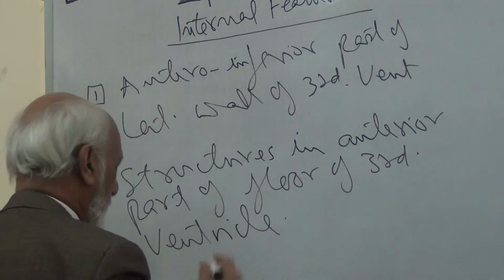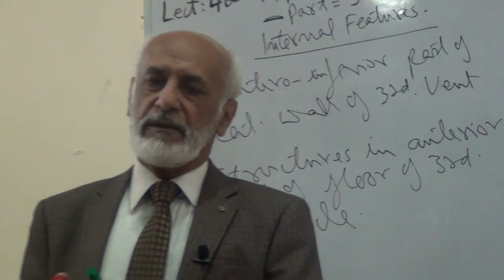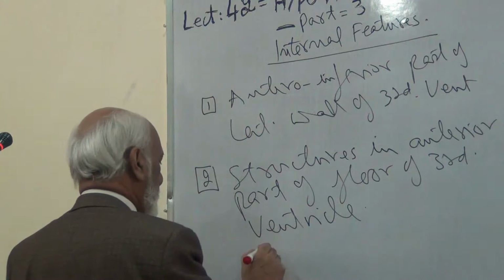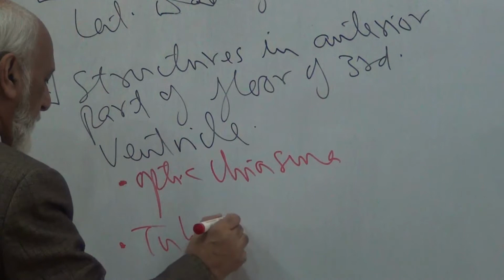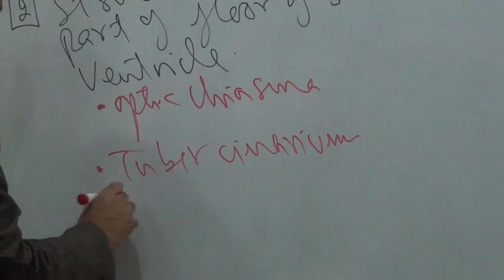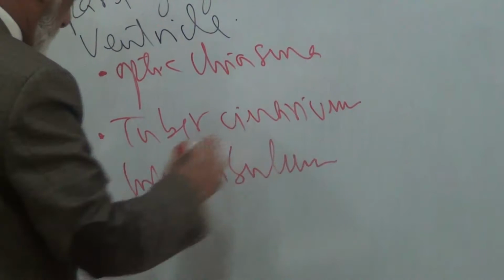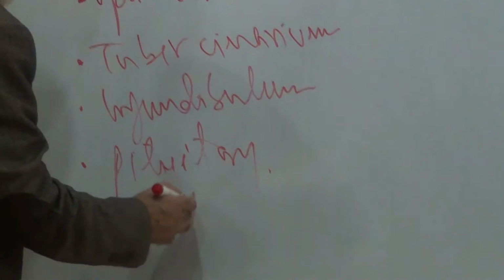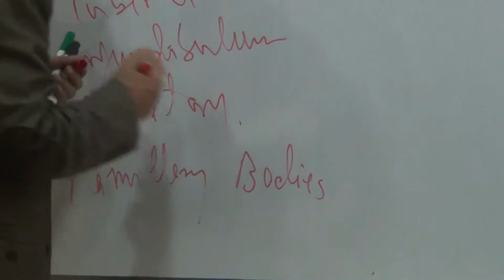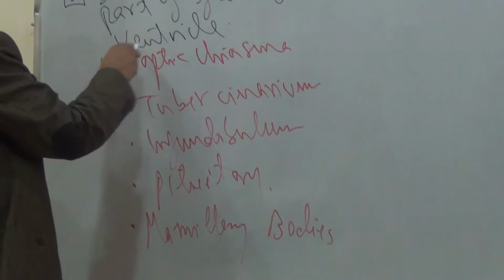Now the structures which are found in the anterior part of the floor of the third ventricle will include optic chiasma, tuber cinereum, infundibulum, pituitary, mammillary bodies. So we finished with the optic chiasma, tuber cinereum, infundibulum, pituitary gland.